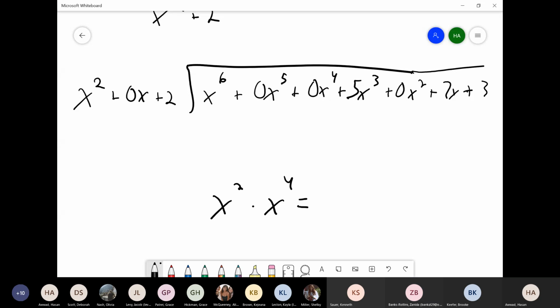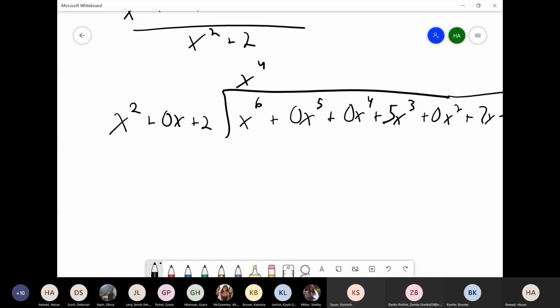So we have x squared. We know that when we multiply it by x to the fourth, we get x to the sixth, right? So perfect, thank you, Zanita. So we know we're going to multiply by x to the fourth. And then now what we do is, because we figured out we need to multiply by x to the fourth, we take our x to the fourth and we multiply it against the entire divisor, right?